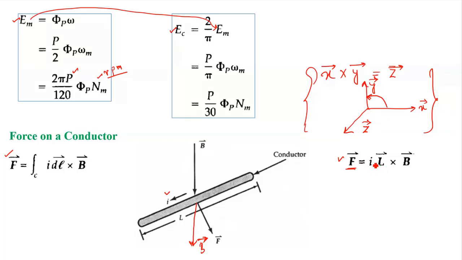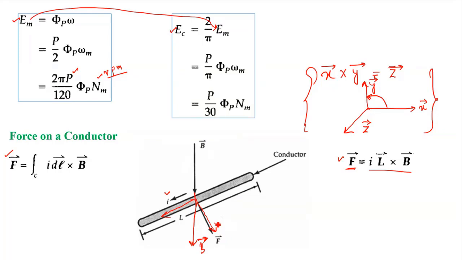Force will be ILB, the magnitude will be ILB, and if x and y are perpendicular, sine theta will obviously be 1. If sine 90 is 1, we are only worried about the direction. So the direction of the force will be perpendicular to the plane of IL cross B. We can see here, this is your B and this is your current, this is your IL. So your force will be in this direction. So this is force.